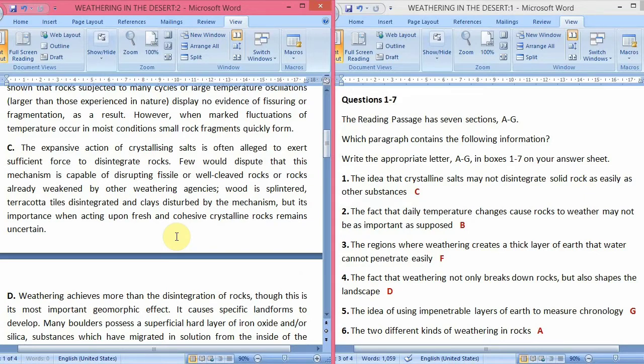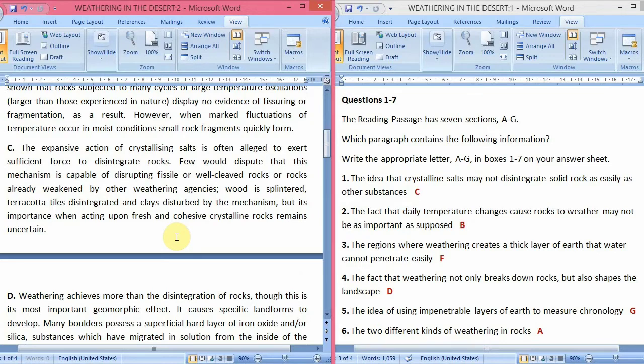So first of all, they said that crystallized salts can disintegrate rocks, but now they are saying that few people would say that when salts are crystallized, it only disintegrates the rocks that were weakened before by other weathering agencies, or well-cleaved rocks. Well cleaved means that the rocks already have cracks in them. Wood is splintered, terracotta tiles disintegrated, and clays disturbed by the mechanism. But its importance when acting upon fresh and cohesive crystalline rocks remains uncertain.